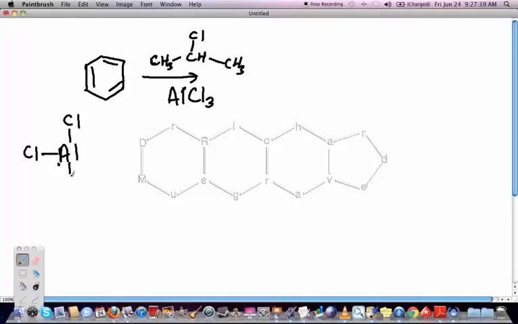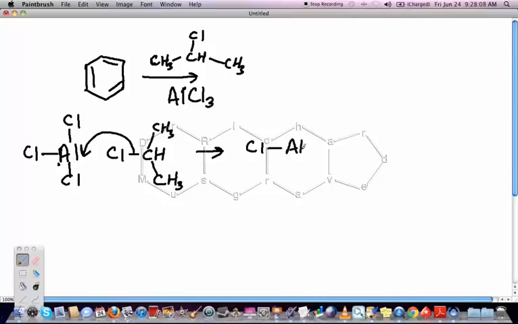We've got our Lewis acid, and now we've got our alkyl halide, and this is pretty similar to the bromination process we looked at earlier. The Lewis acid acts in a similar fashion. It has no electrons here, so it doesn't have a complete octet. So it will react with this in this fashion, and we'll get AlCl4- and our carbocation.